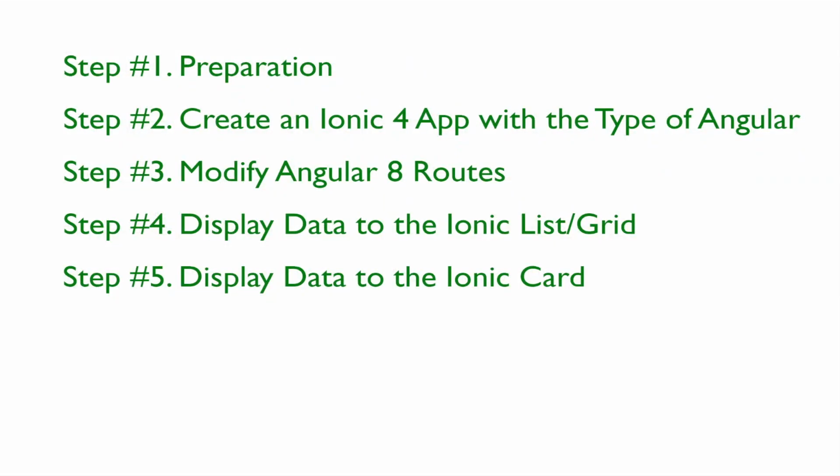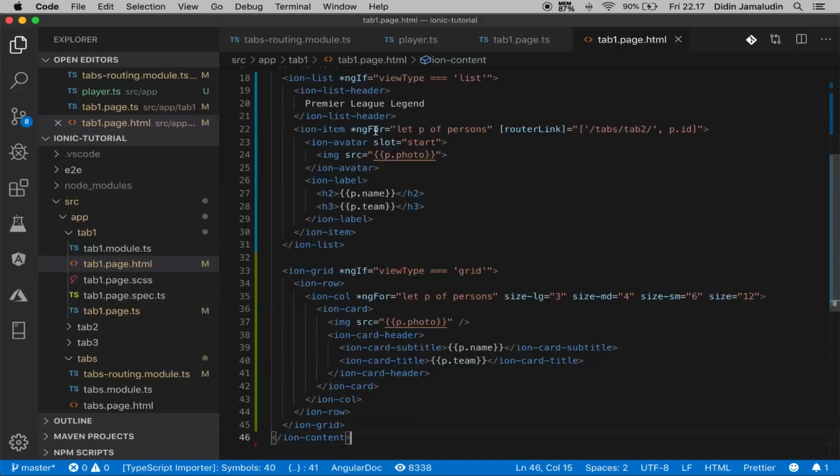Step number 5. Display data to the Ionic card. We make the option to display details in the Ionic card in tab 2. First, we will display the default static Ionic card content if there is no data coming from other tabs. Second, we will display the Ionic card of details that come from the other tabs.